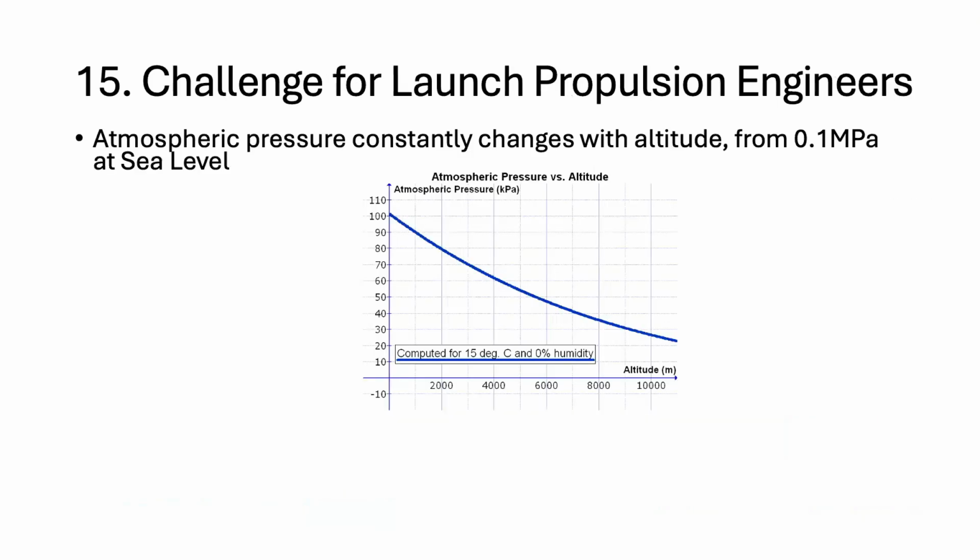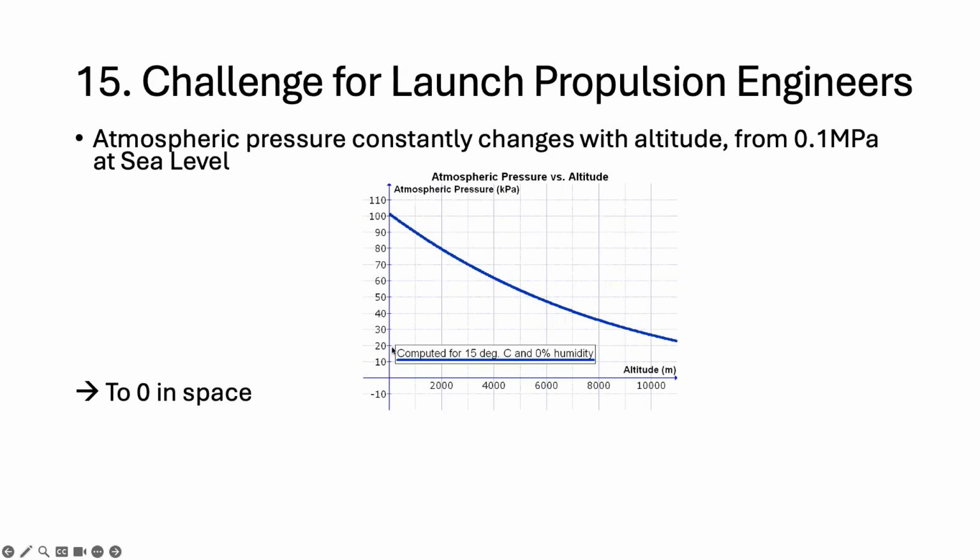The challenge for launcher propulsion engineers, because that was a space engine we showed you earlier, is that the atmospheric pressure constantly changes as you go from the launch site, which is typically at sea level, up into space. So from 0.1 MPa at sea level to almost nothing in space. And you can see the atmosphere pressure being plotted as you go up in altitude just to a mere 10 kilometers. And that's only about 1/10 of the way to space. So at 1/10 of the way to space, your atmospheric pressure has dropped to about 20% of what it was.